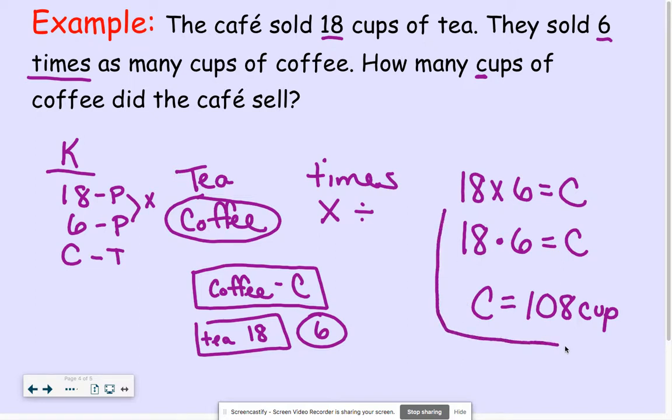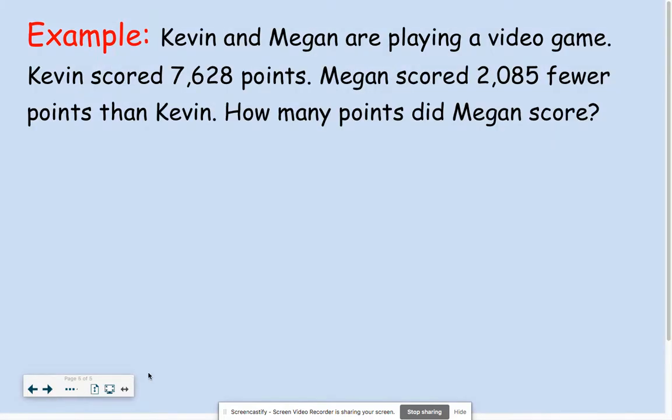So on a line, if this was a problem, you would need to have all this information written down. 18 times 6 equals C. That's your equation. And then C equals 108 cups because now you solved for it. Making sure you do show your work. Let's try one last example.